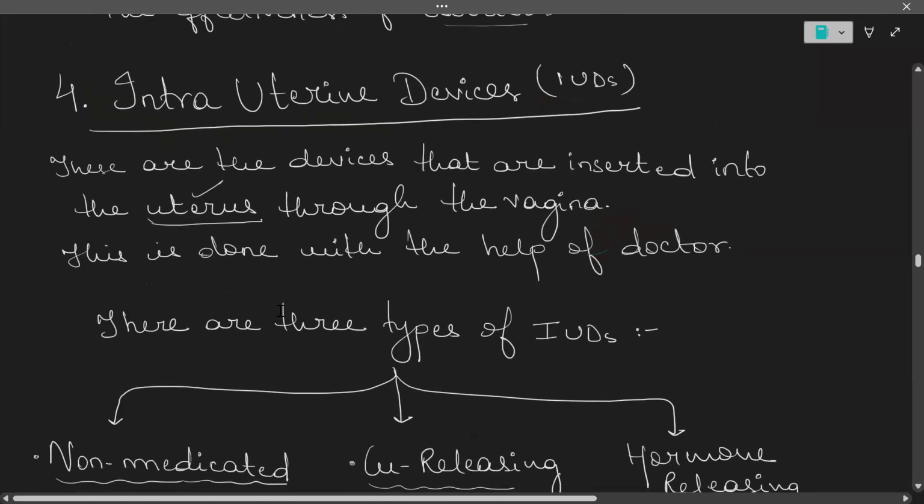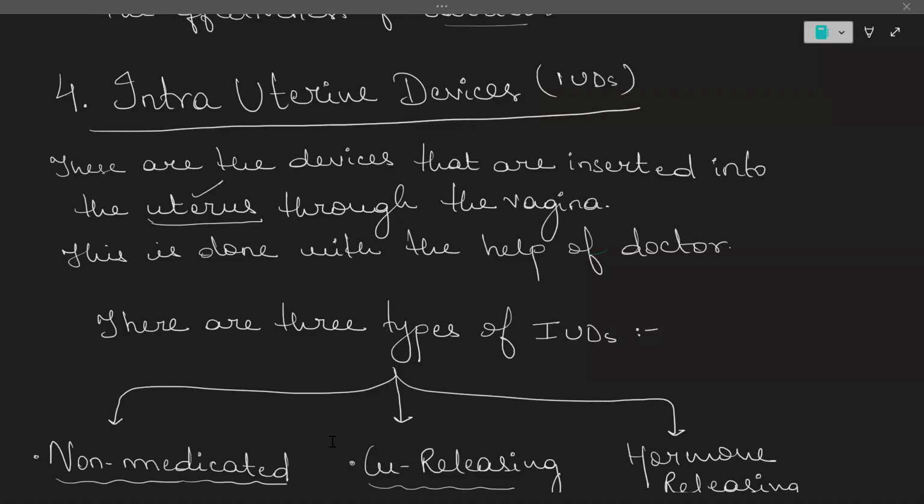After that, we have the intrauterine devices. Up until now, do you have any doubts? No, ma'am. Okay. Now talking about intrauterine devices. Intra means within. Uterine refers to the uterus and devices is obviously a device. So these are the devices that are inserted into the uterus through the vagina. And obviously a doctor does it.